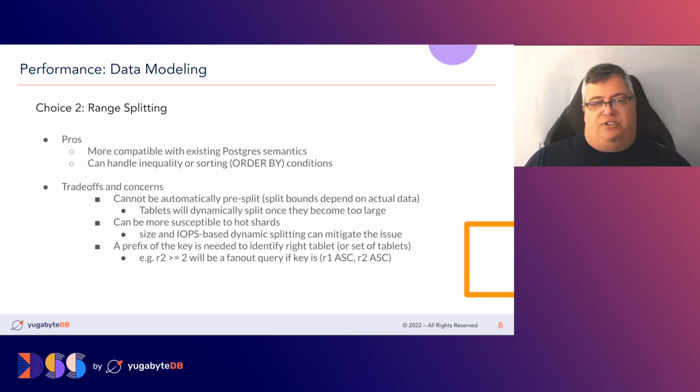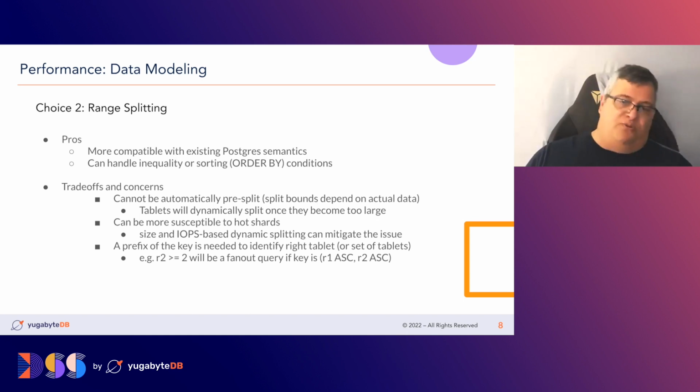Our second choice is range splitting. So the pros on this is it's actually more compatible with the existing Postgres semantics, because Postgres is a single node database, and so it expects to be able to split on ranges of values. And it can also handle things like inequality, so between queries, greater than, less than, greater than or equal to, and also sorting conditions.